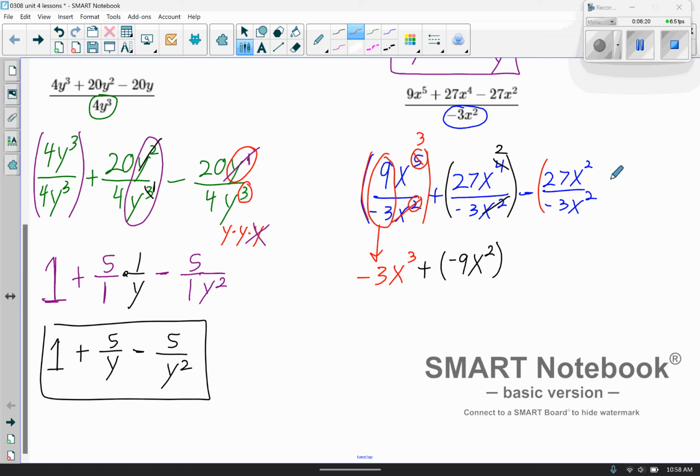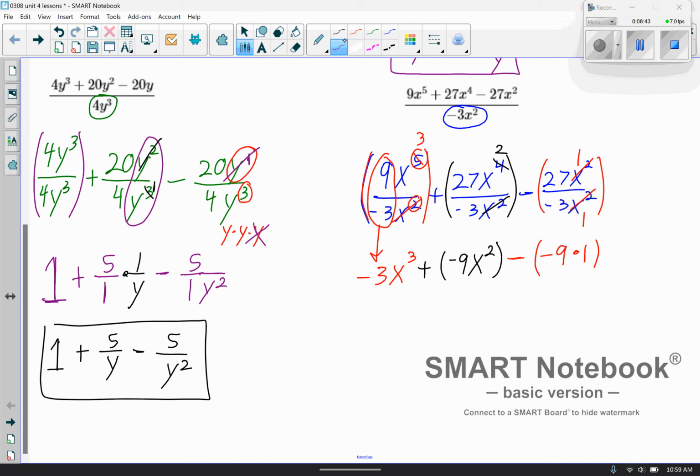Then on my last one right here, we've got minus, and then 27 over negative 3 again, that's going to be a negative 9. And then the x squared divided by x squared, they basically cancel out, they turn into 1s. And so you're basically multiplying by a 1 here. If you want to put that there, that's fine. It's not really necessary, but that's what happens.